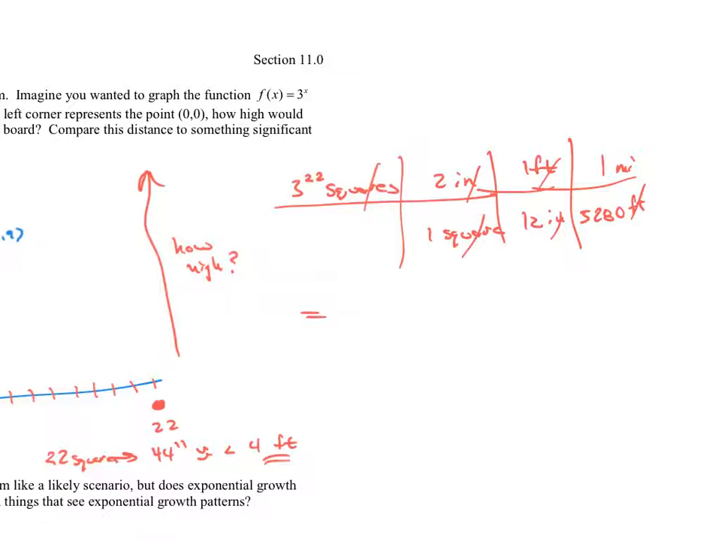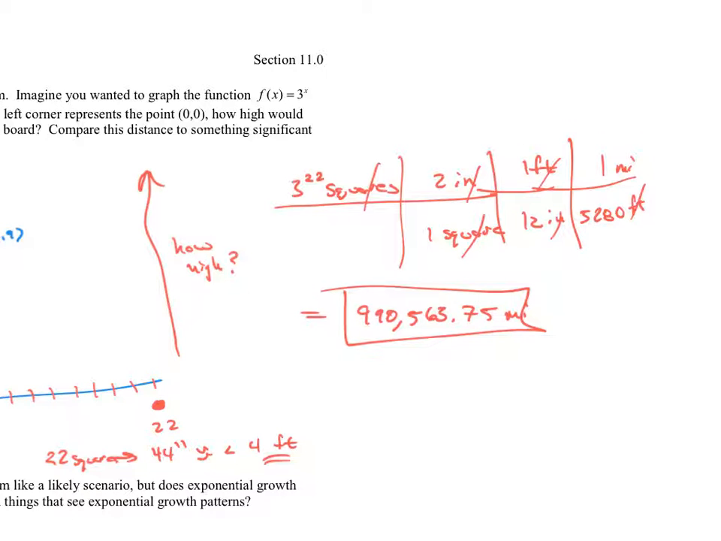So in my calculator, I'm going to do n over d. I'm going to go 3 raised to the 22nd power. I'm going to multiply that times 2. In the denominator, I'm going to do 12 times 5280. I hit enter, and what's the answer? The answer I'm getting is 990,563.75 miles.